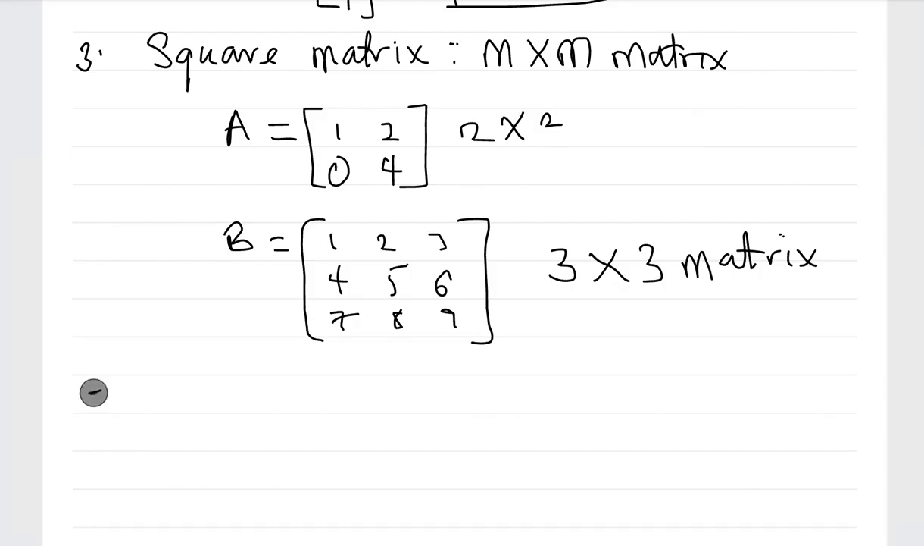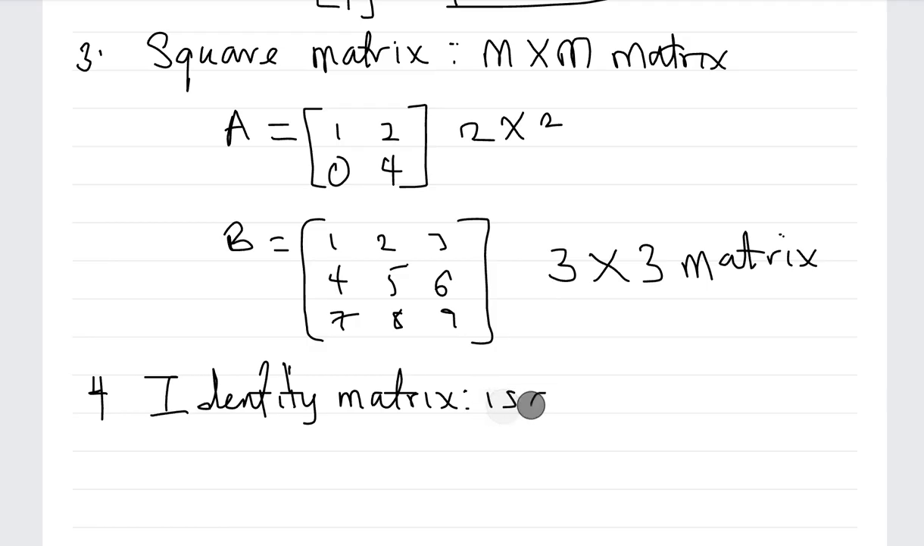The number 4, we have what we call the identity matrix. Today I'm dealing with introduction. So what do we call an identity matrix? An identity matrix, I hope you are writing, is a square matrix.